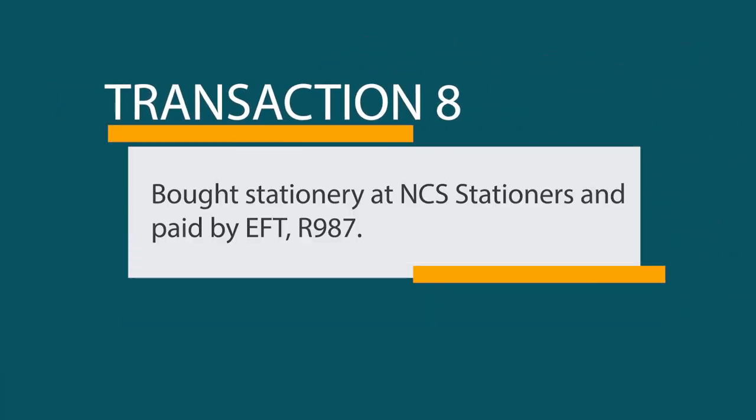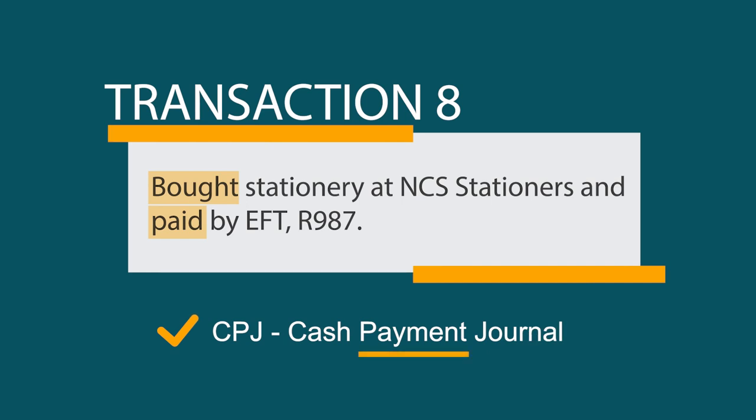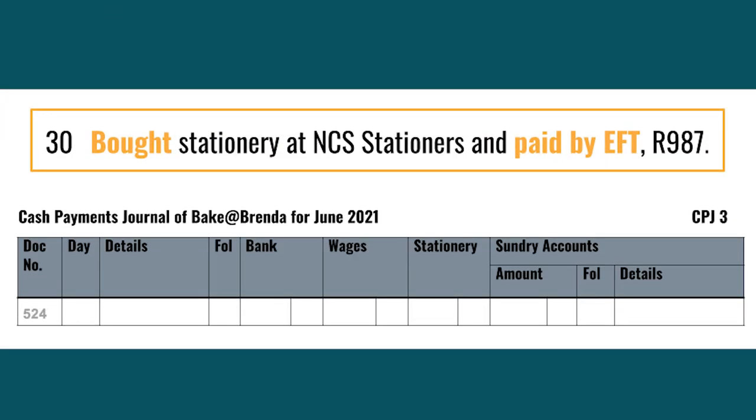Okay, we're almost done. Let's go. Bought stationery at NCS Stationers and paid by EFT 987 Rand. What's the keyword in this sentence? Paid and bought. So let's look at the cash payments journal below. The document will be number 524. The date is the 30th of June. NCS Stationers will be recorded in the details column and bank and the stationery column will be 987 Rand.